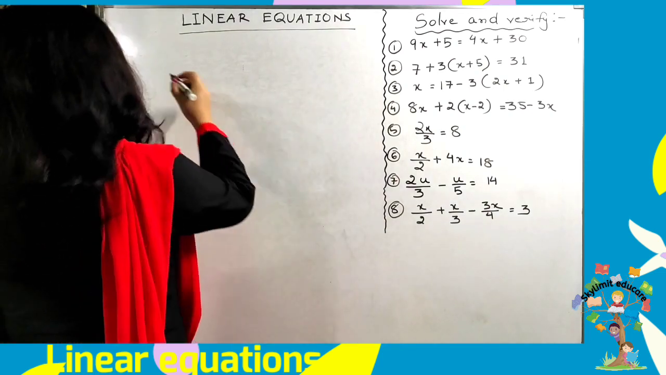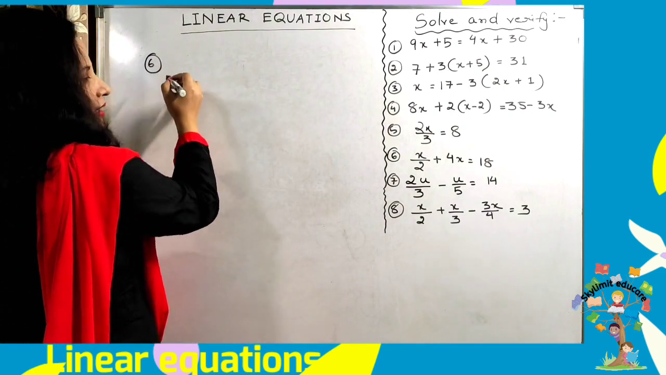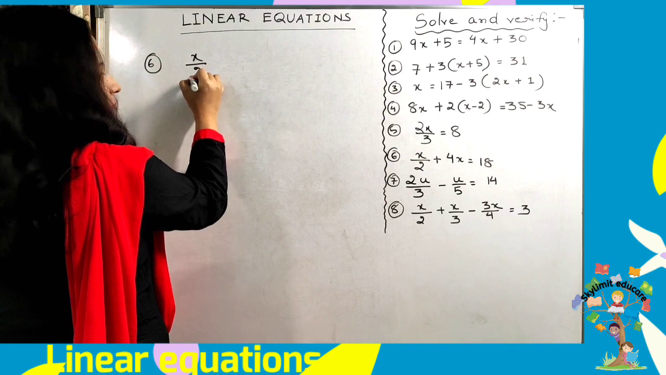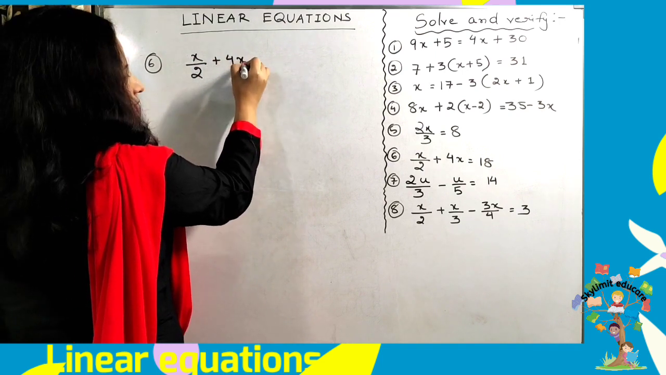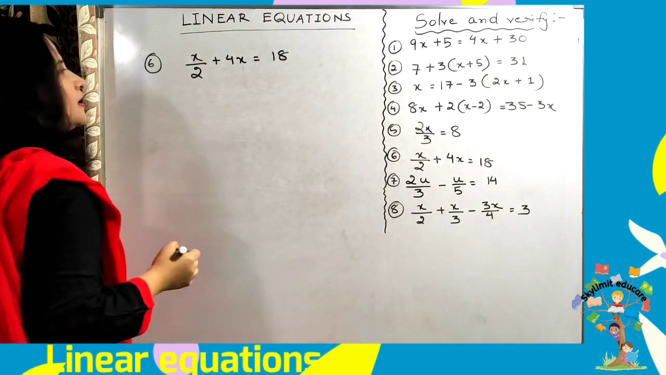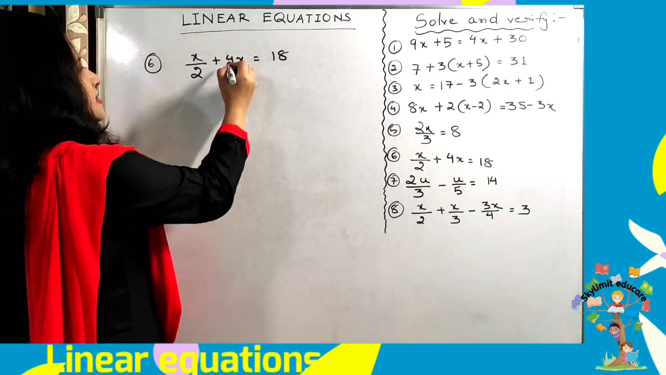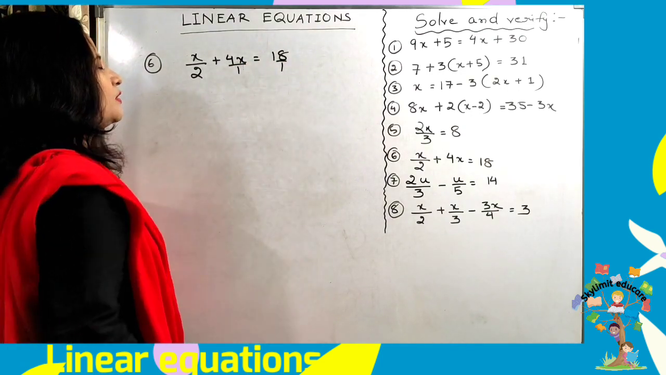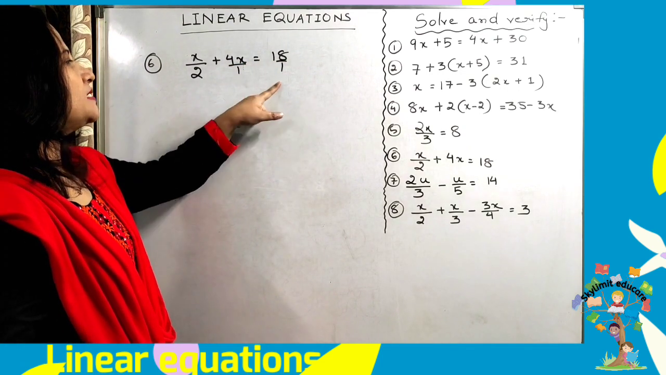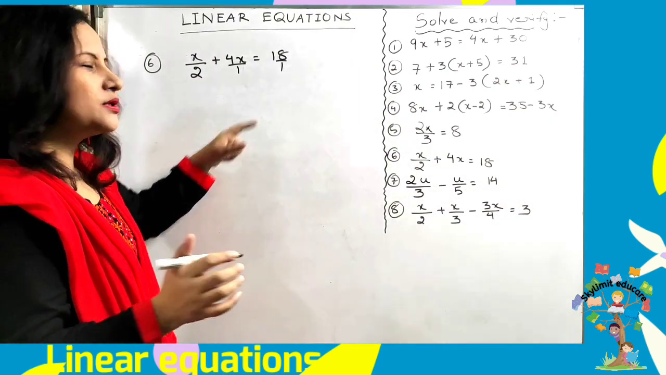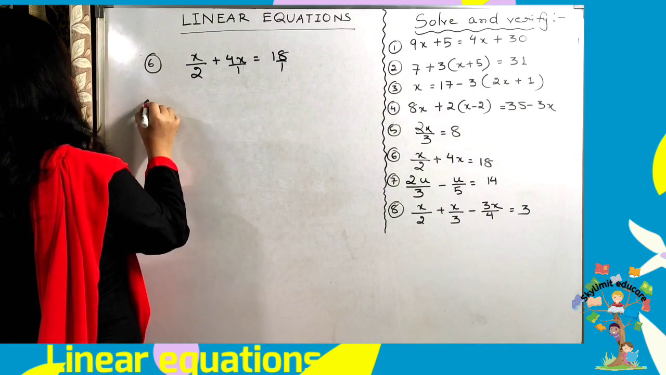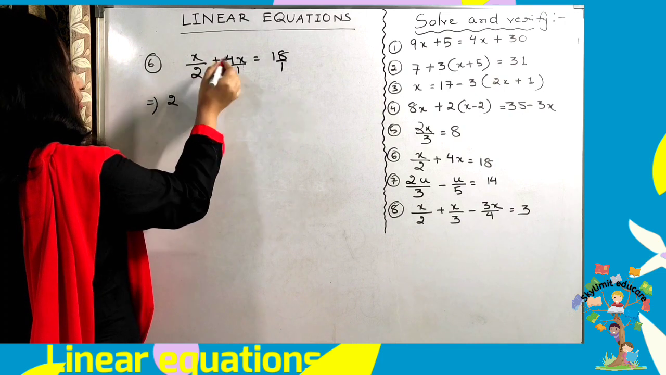Next is sixth number. x by 2 plus 4x is equal to 18. Okay. So here also what you can do now. See, just remember what are the denominators? 1, 1. So what is the LCM of the denominators? It's 2. So you can multiply the denominator to every term here.